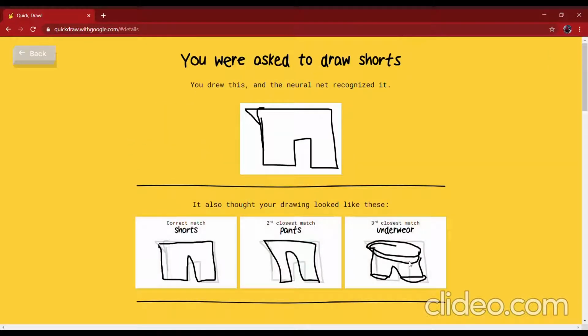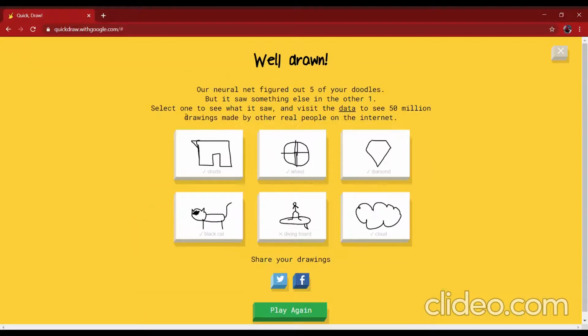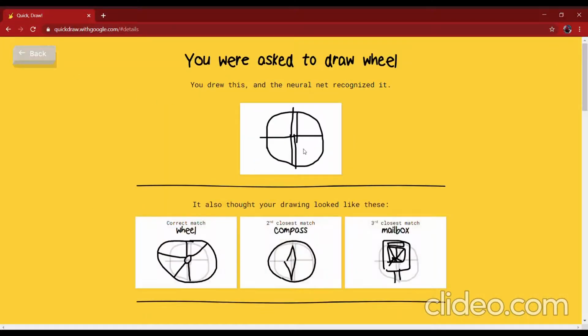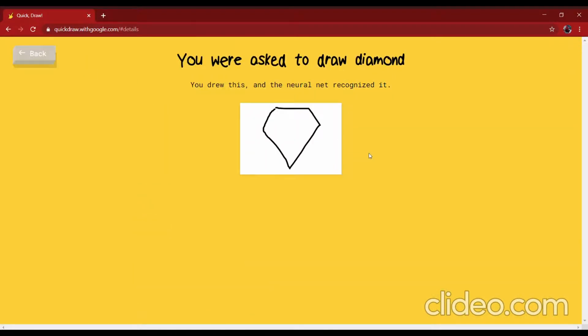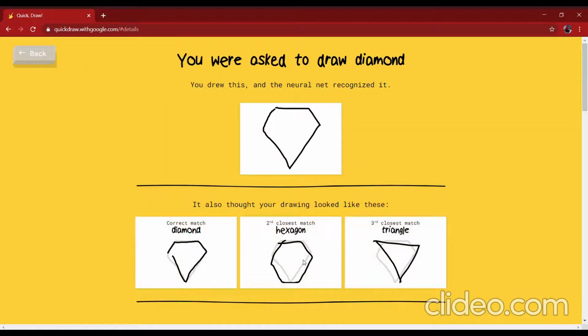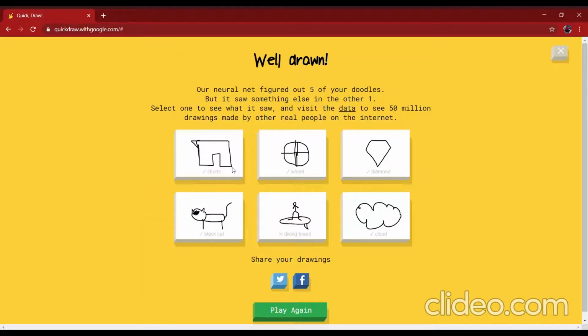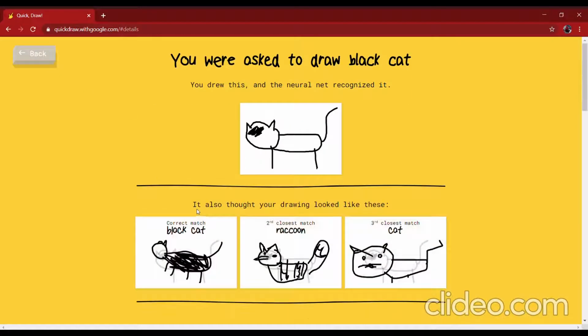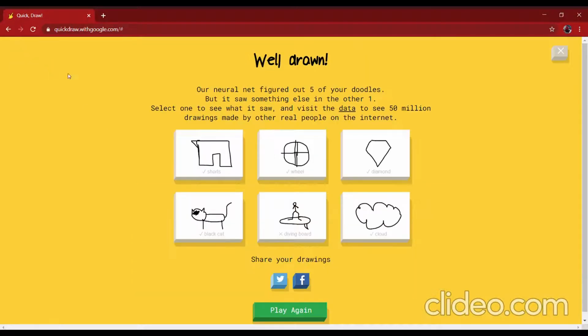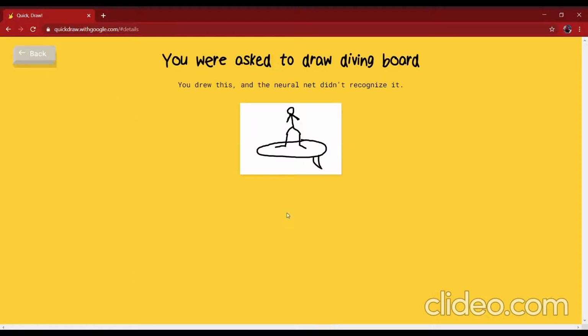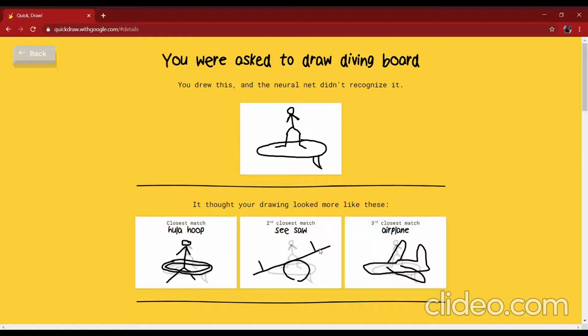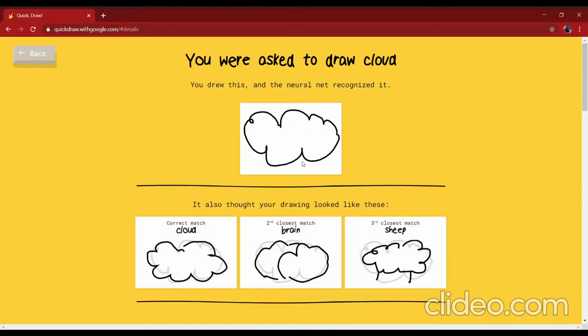This is pants. What about a wheel? Compass. This is a mailbox. Diamond. That's a hexagon, not a diamond. Okay, then this black cat. Look at this drawing. What are these? What about surfing board? I drew the same thing, man. What, airplane instead of surfing board? What about cloud? Wow, okay.